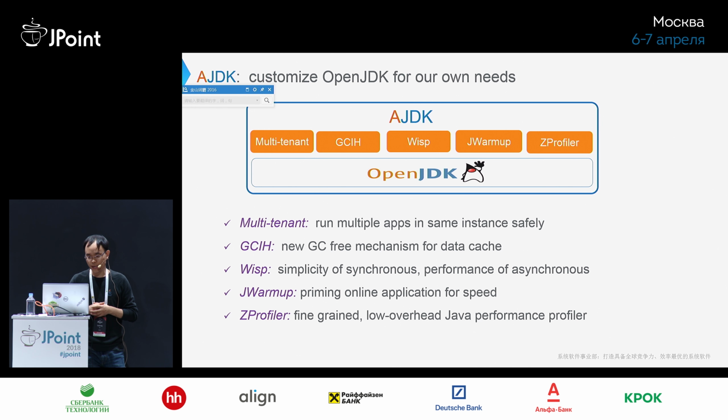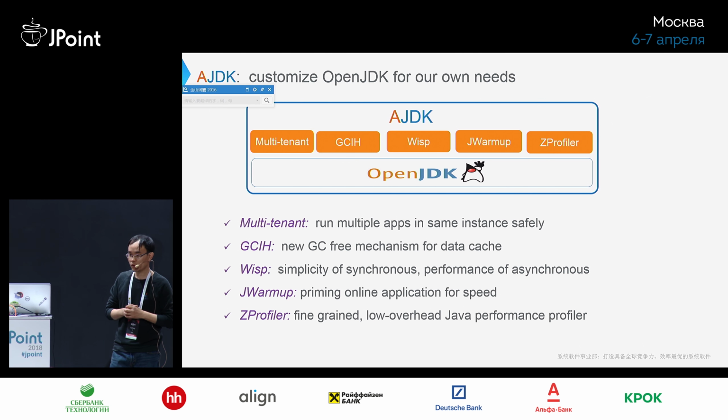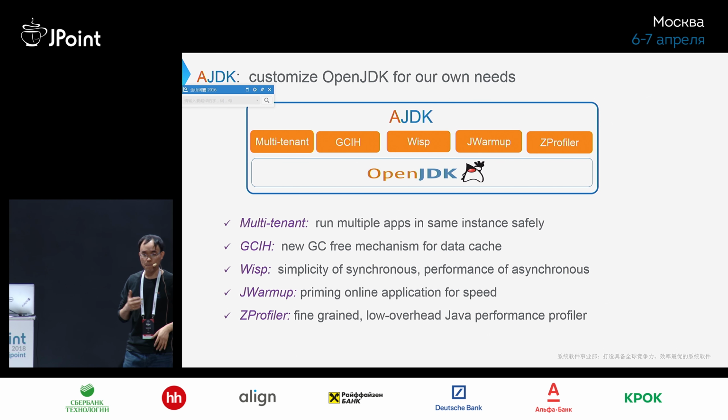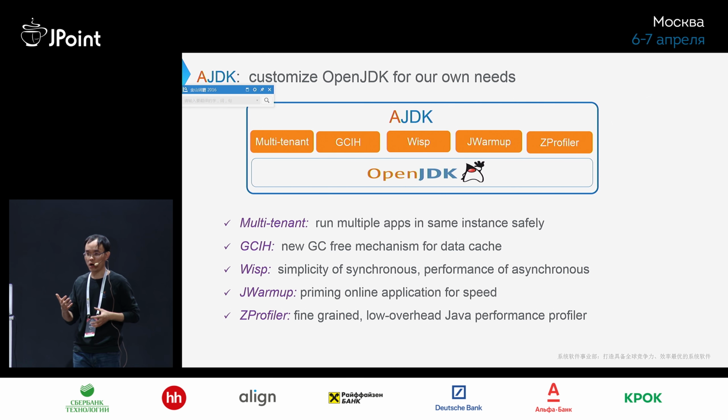Okay, this is a high-level picture of how we modify OpenJDK at Alibaba. In order to resolve those challenges I mentioned earlier, we came up with a couple of things. The first thing is what we call multi-tenant JVM. By using multi-tenant JVM, it allows us to run multiple web applications in the same container safely. This is the first thing.